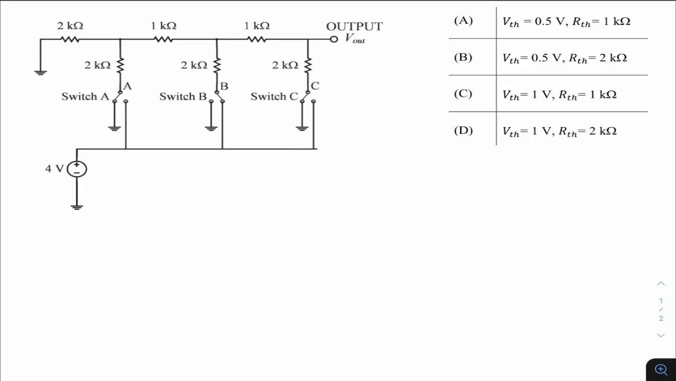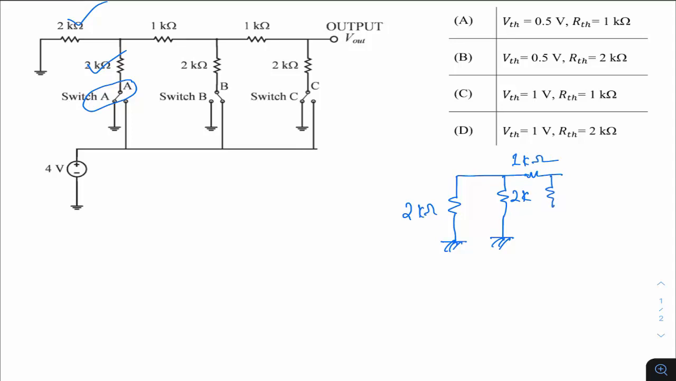Taking that into consideration, if I draw, this 2 kilo ohm resistor I am putting in the leftmost arm. This is connected to ground. Then I have one more 2 kilo ohm resistor, but here this is connected to switch A. Switch A, if you see, is connected to ground, so this is also connected to ground. Then I have a 1 kilo ohm resistor. And then I have a 2 kilo ohm resistor, which is connected to 4 volts.